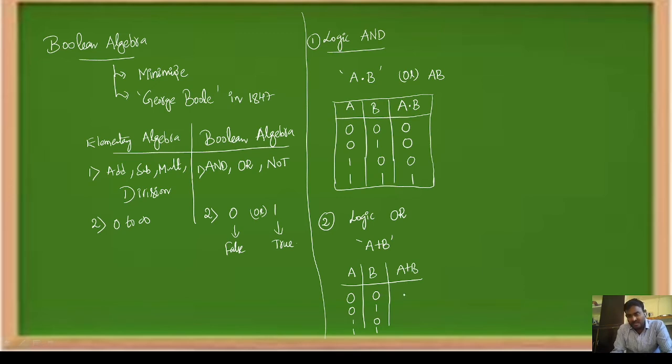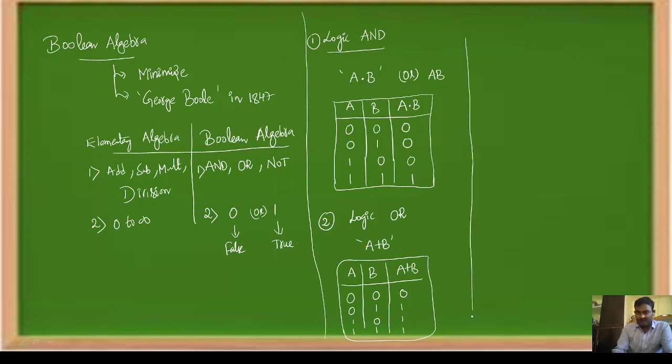Now, for each and every possibility, what is the logic OR output? When both are low, the logic OR output will also be low. When any one of the inputs is high, the logic OR operation will give you a high output. So for the next three combinations, I will get a high output. This is about the logical OR operation.